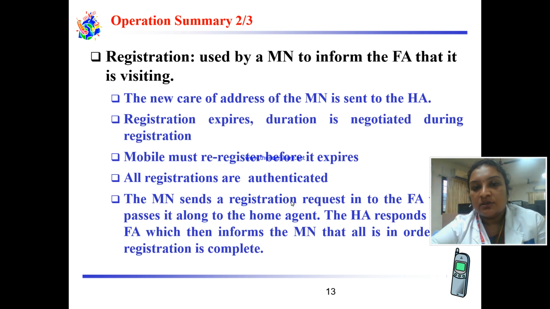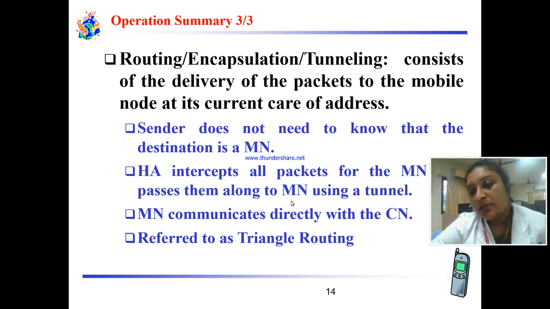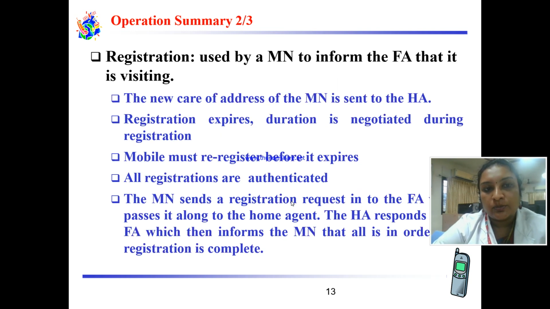Then registration. Whenever you move to a foreign address, you have to inform the home network that you are visiting. The new care of address of the foreign agent is sent to the home network. Then all the routing tables are updated, and the registration explains the new duration. Then agent advertisement or discovery and registration are finished. Now we come to routing, encapsulation and tunneling. It consists of the delivery of the packet to the mobile node at its current care of address. The sender doesn't need to know the location of the MN, and the MN can communicate directly with the CN, as triangle routing.